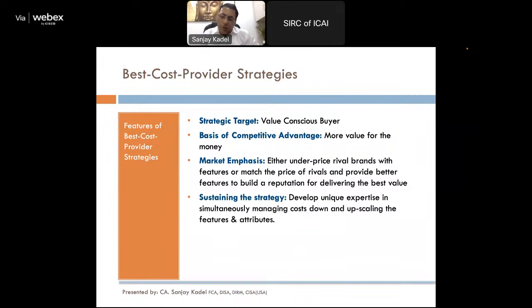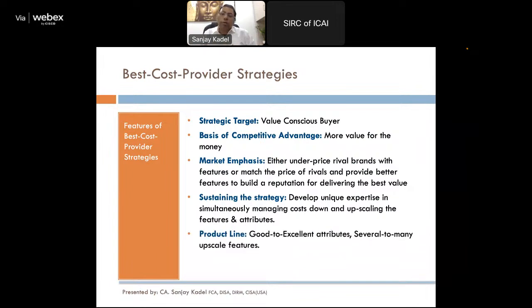You can sustain this best cost product strategy if you are able to develop some unique expertise in your company, and also you are able to reduce your cost. You remember in the competitive advantage discussion, I told you some companies may not purely follow cost leadership or purely follow differentiation, they may follow both. So, this is that sustaining of strategy.